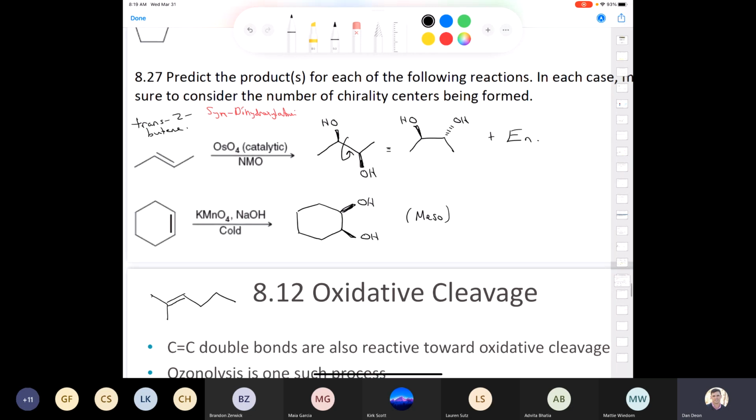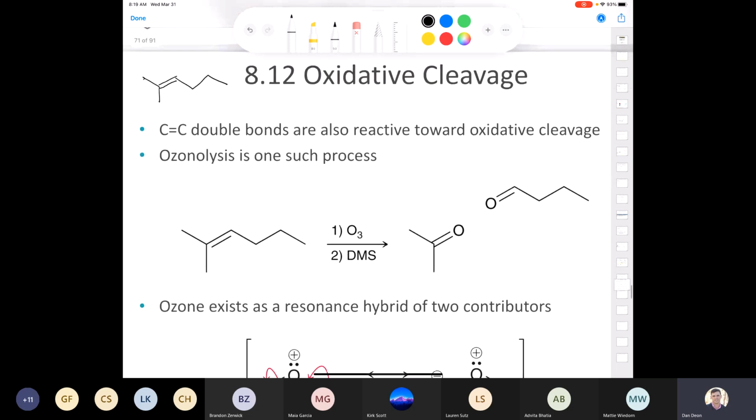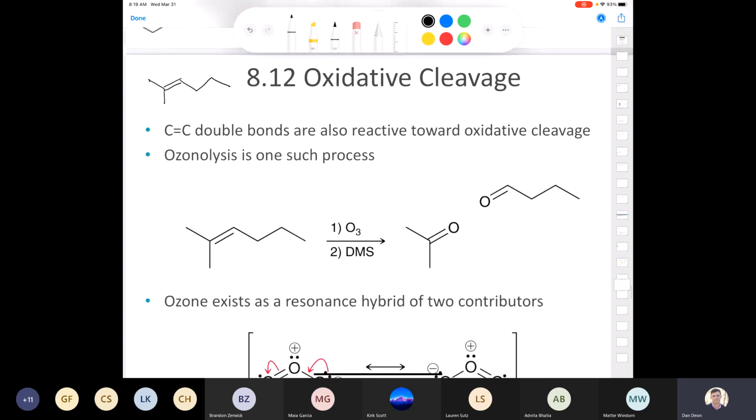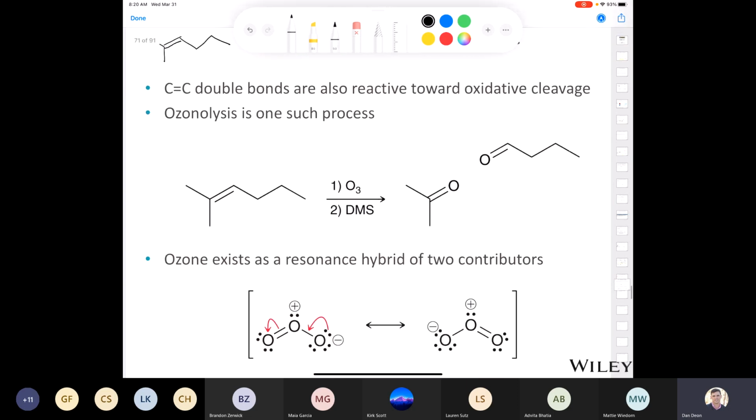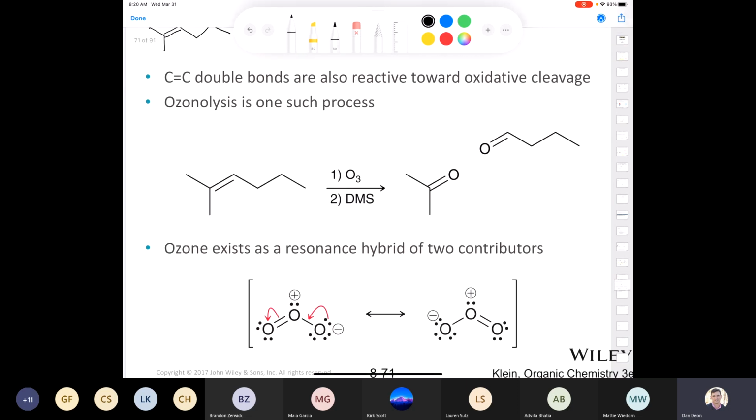All right, that brings us to the very last new reaction that you'll learn in this chapter. You do not have to know the mechanism. The mechanism is really only covered briefly in our book, but I'll have to admit, and I told you this earlier, that this section, 8.12, has the best skill builder in the entire textbook in it. And I'm going to show you how that skill builder works. So this reaction is called oxidative cleavage.